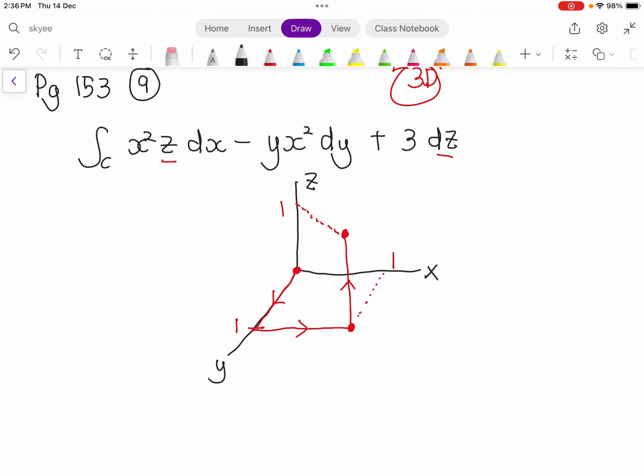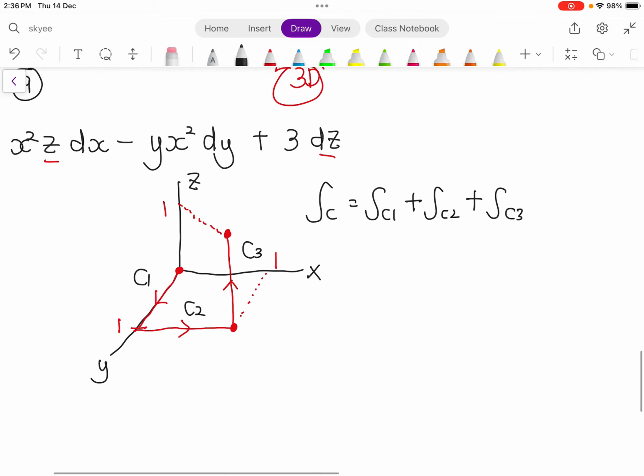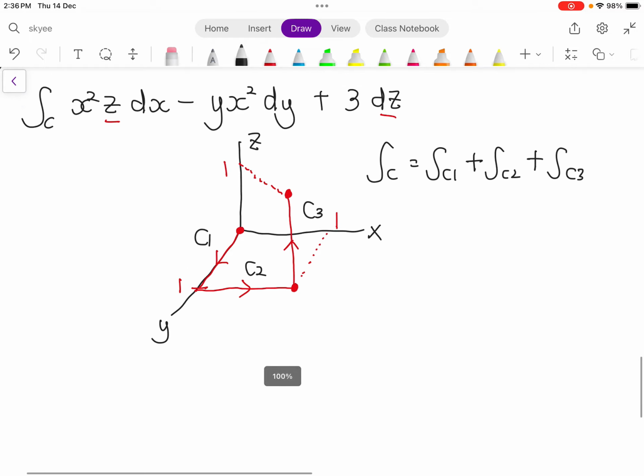Now you have 3 paths, just like the previous one. You have C1, C2, and also C3. In order to find the total line integral, you have to find the line integral of C1, C2, and C3. Very similar to the previous example.